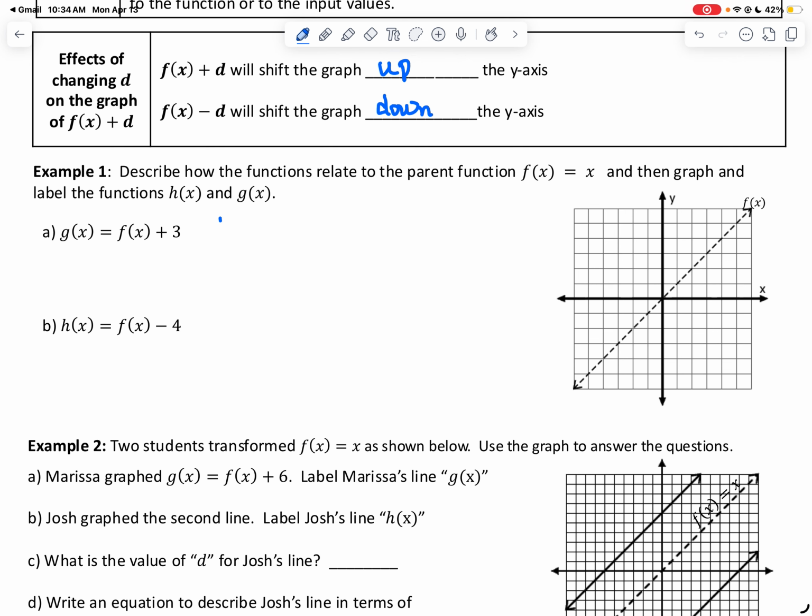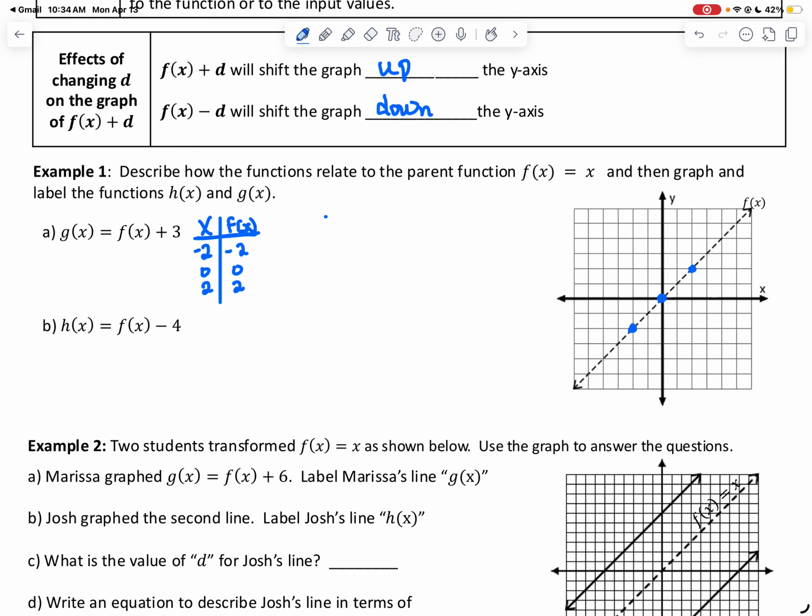So what I'm going to do is I'm going to make a table for x and f of x of my parent function. And I'm just going to pick 3 random points off of my parent function. So I'll use this one, and this one. Okay, so we have negative 2, 0, 0, and positive 2, 2. I could pick more, but we only really need 3 to demonstrate what's going to happen here.